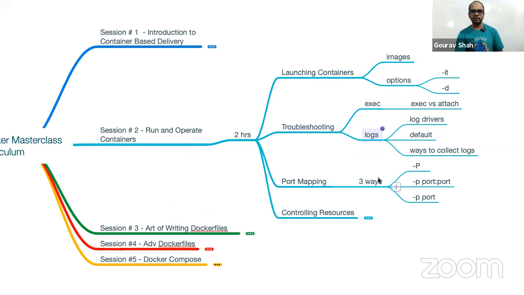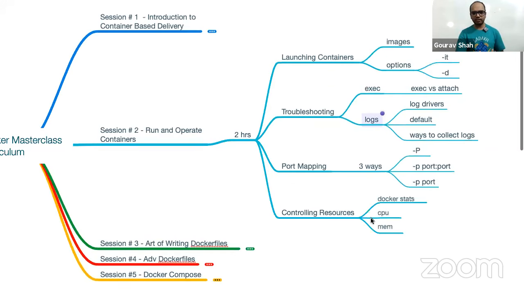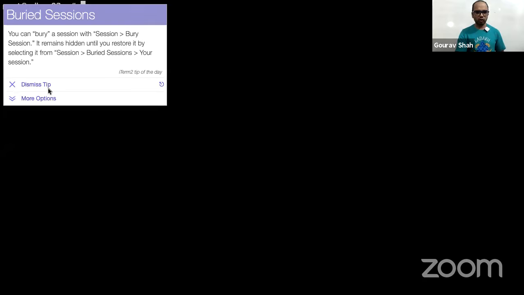We'll look at the 3 ways to port map. That's how you make your applications available outside. We're going to look at a bunch of other operations, including how you control resources. Controlling resources is basically leveraging the underlying Cgroups functionality that we spoke about in the previous session. And these are the topics that we are going to start talking about.